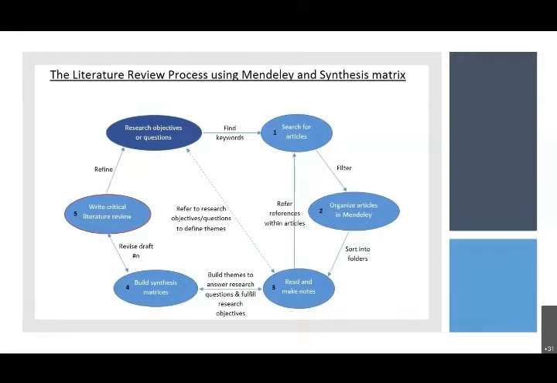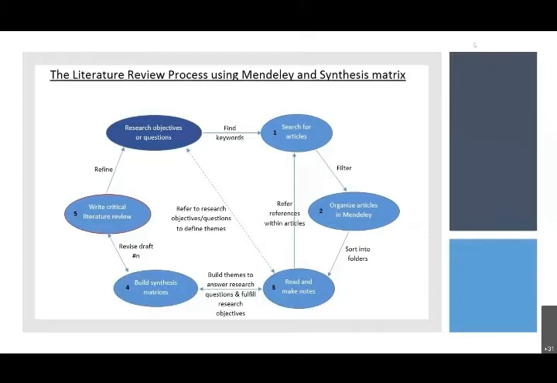And Mendeley, I think most of you already downloaded the software. Mendeley is mostly focused on being a reference manager. How to do references? Doing references is a headache, really a headache. But by using this software, you can do a lot of wonders. You can keep the articles and do a lot of things.